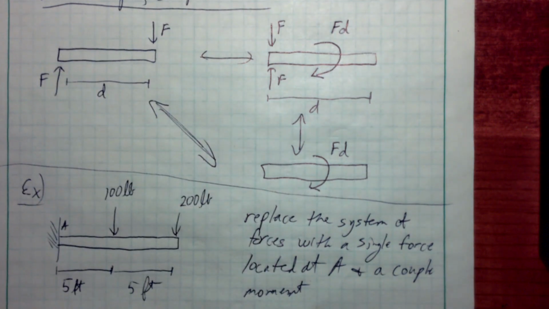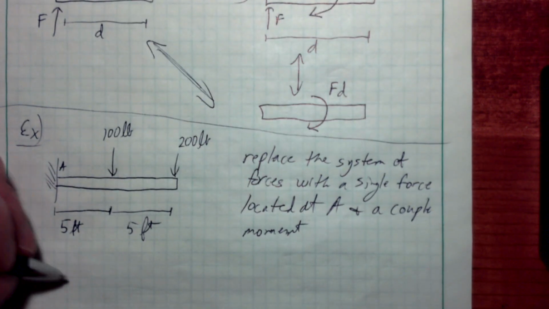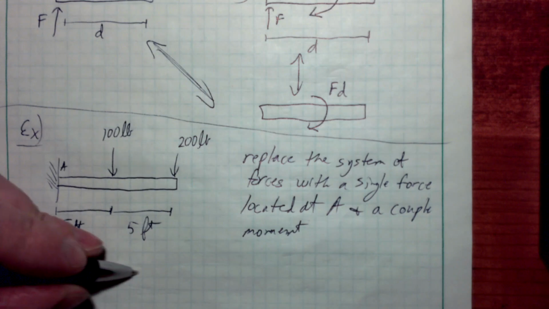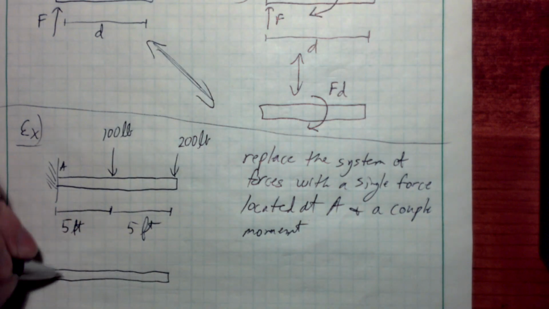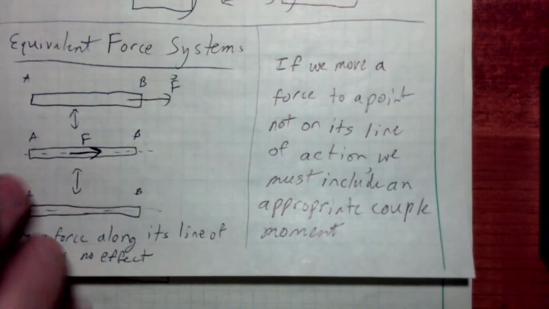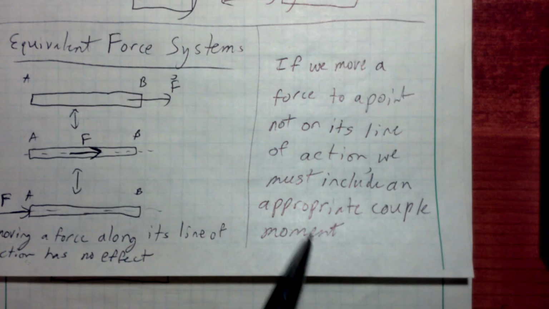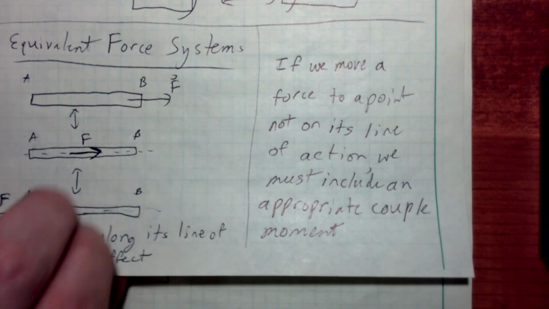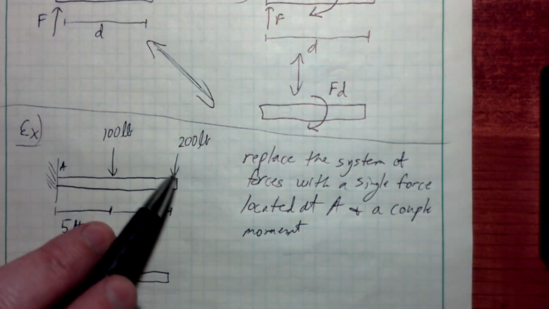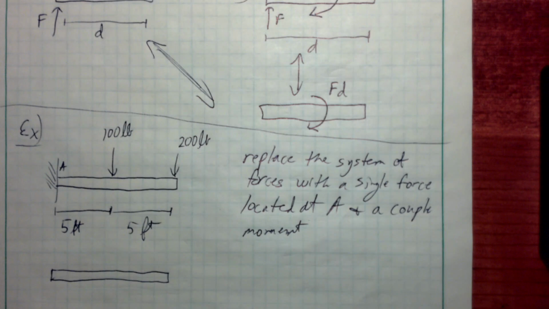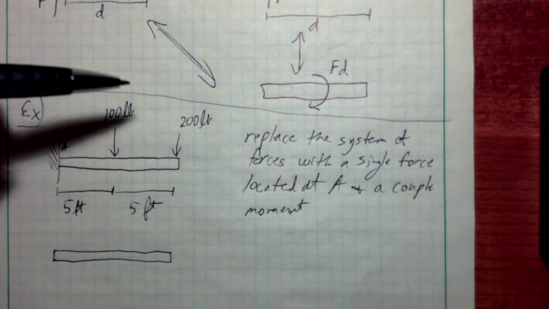Okay. So what does that mean? Well, that means what I'm trying to do is, again, we mentioned earlier, if you move a force off its line of action, you need to include an appropriate couple moment. So I've got two forces that I'm going to move back here to A. Now you can do this just about any way you like.